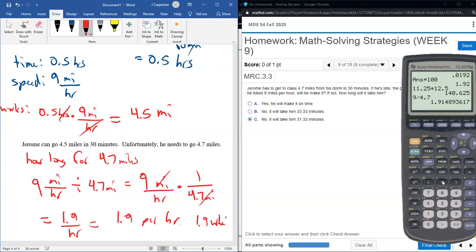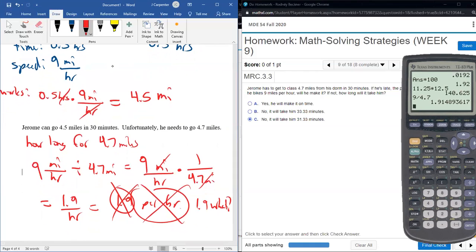1.9 what? How could that be the answer? First of all, this is about 2 hours. It's neither of these answers, so it's very obvious that's wrong. But it shouldn't take him almost 2 hours if in 30 minutes he went 4.5 miles. It's only going to take him an extra minute or two to go that extra 0.2 miles. So this definitely doesn't make sense based on the number. And based on the units, that doesn't make sense. So again, this was wrong.